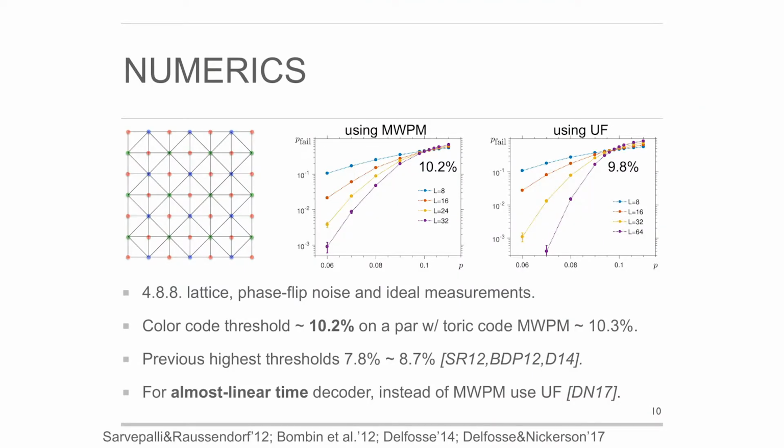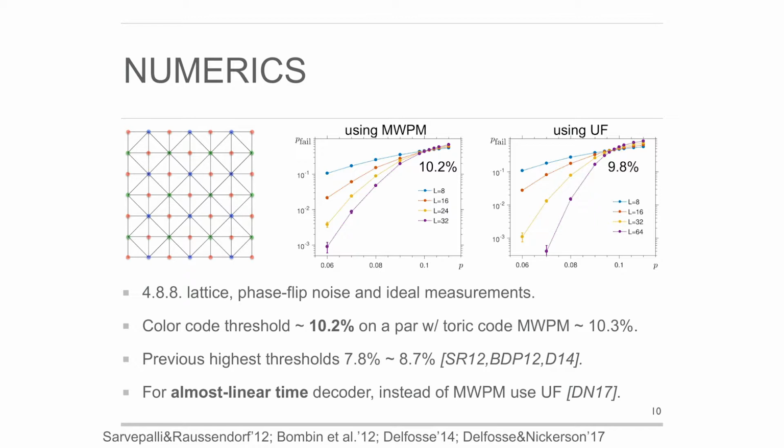So now I'd like to show you some numerics. What we considered was the 488 lattice with periodic boundary conditions. We considered phase flip noise and ideal measurements. And what we saw is that the color code threshold is 10.2%, and that value is very close to the toric code threshold with the minimum weight perfect matching decoder, which is around 10.3%. And I would like to emphasize that previous highest thresholds for the color code were in the range of 8.7%. So this is quite a substantial improvement for the code capacity case.